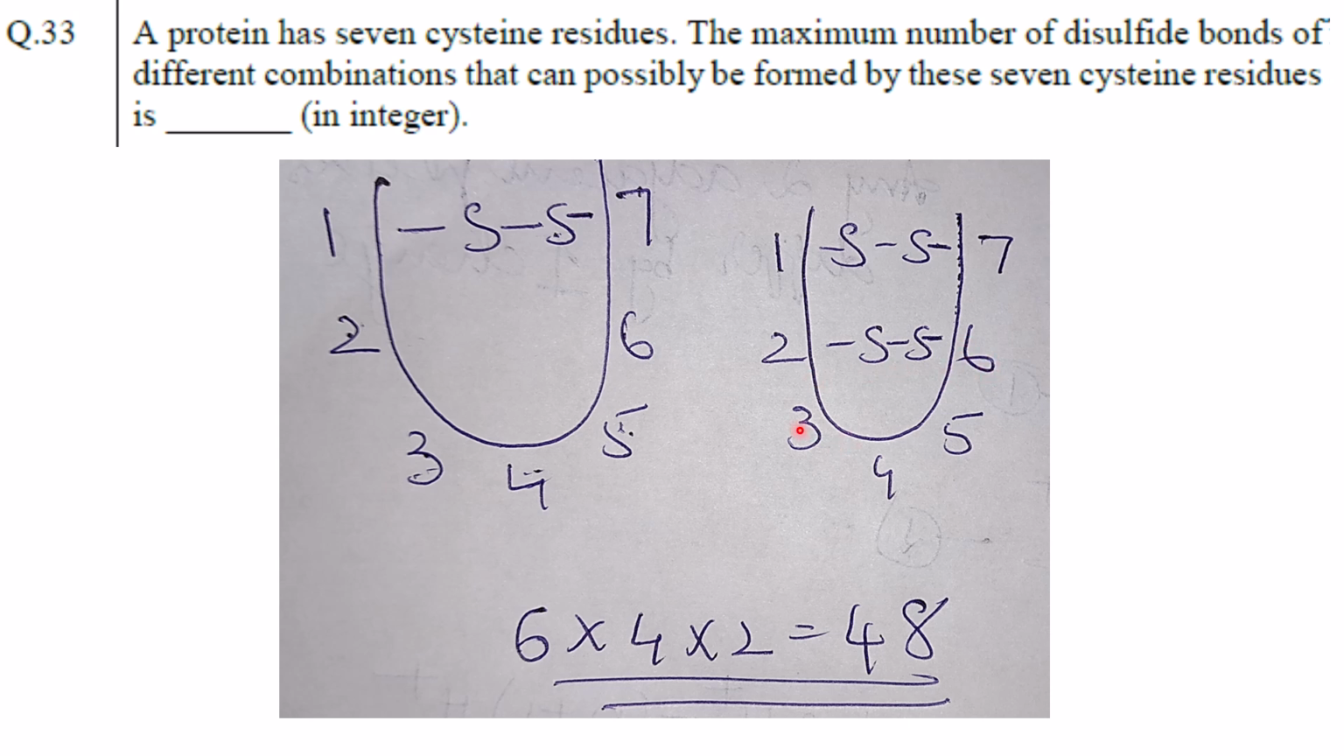Now how many are remaining? 3, 4 and 5. That is 3 cysteine residues remaining. And they can form a disulfide bond with 2 cysteine residues, that is between 3 and 5. So into 2. So the answer will be 48.